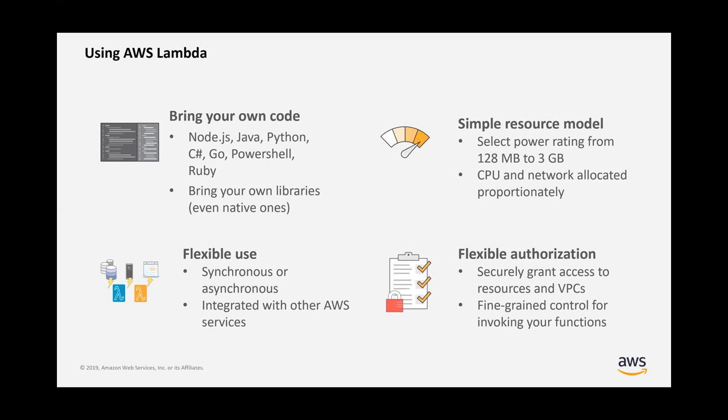Simple resource model. You can select the power rating. You can select your memory. You have the flexibility to select between 128 MB to 3 GB for your execution. When you think about it, you have to think about how much the instance of your function, the execution of your function, would really need. Most of the people go with 128, 256, or 512 MB. I think rarely you will need 3 GB, because this memory will be allocated to your function call.